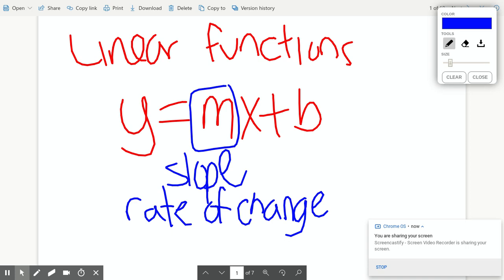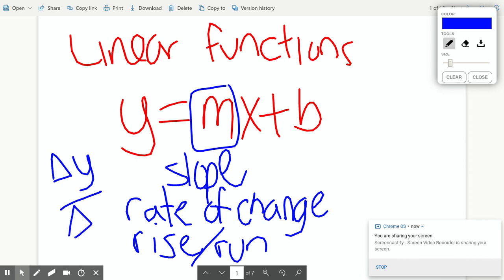Rise over run. When you graph a line, it's your rise over run. Also, the change in y over the change in x. The increases in the y values over the increases in the x values, when you're looking at a table.